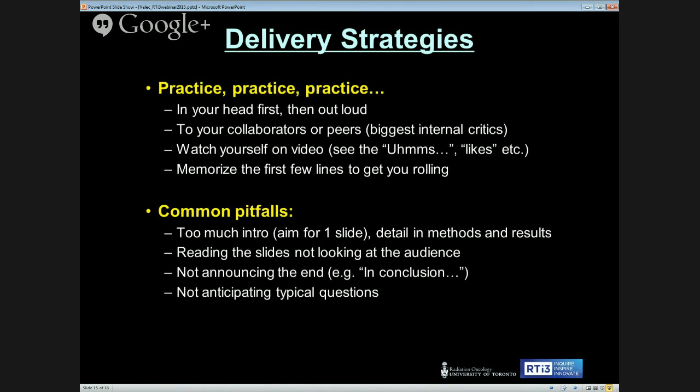So you're going to go over your slides in your head first, but then you really need to say them out loud to yourself. And after you do them to yourself, present them ideally to your collaborators or your peers. I think they're going to be your biggest internal critics. In our institution, it's fairly common practice to do a mock oral presentation in front of your lab members, for example, or your site group.